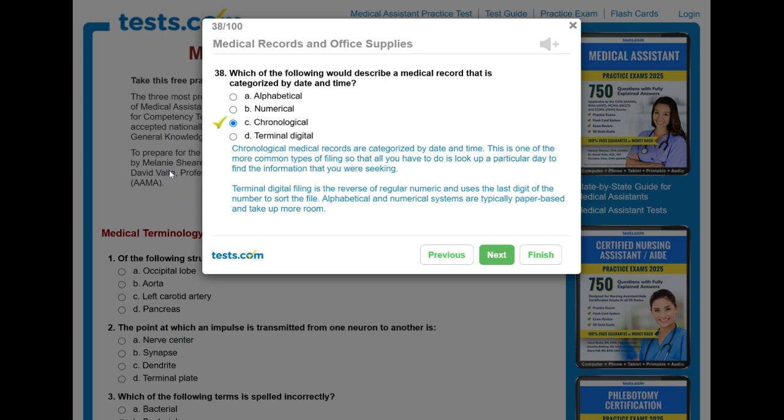Terminal digital filing is the reverse of regular numeric and uses the last digit of the number to sort the file. Alphabetical and numerical systems are typically paper-based and take up more room.